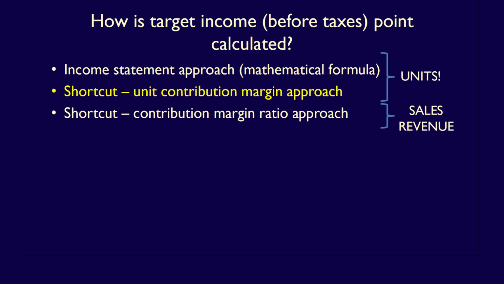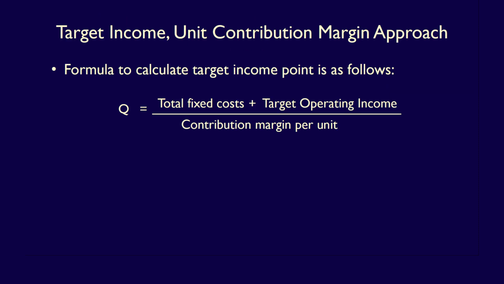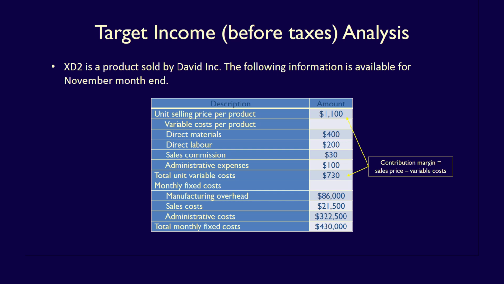This also will calculate the number of units required in order to meet the target income before taxes. The formula for this approach is as follows. Q, meaning quantity of units, is equal to total fixed costs plus the target operating income, all divided by the contribution margin per unit. Using David Inc. again, we first have to calculate the contribution margin per unit, which is the sales price per unit minus the total variable cost per unit. Therefore, 1,100 minus 730 is equal to 370. That is the unit contribution margin. Remember that the total fixed costs are $430,000.